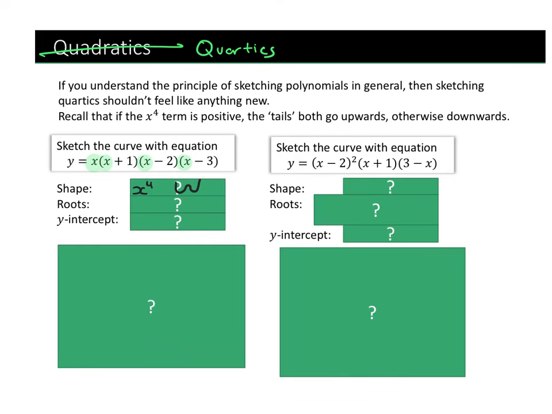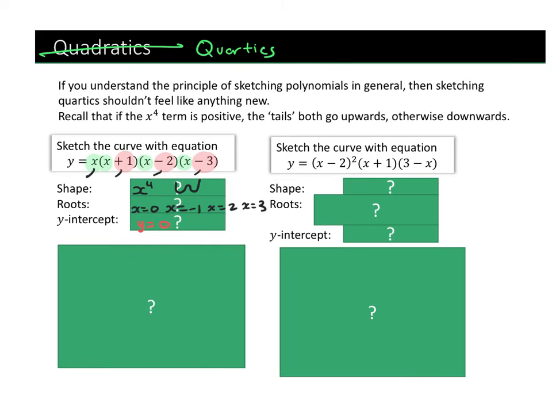Our roots, we're going to have 4 roots. We're going to have x equals 0, x equals minus 1, x equals 2, and x equals 3. Everyone should be happy with just finding the roots and everything. Then our y-intercept, we multiply all the numbers together. So we're going to get 1, minus 2, minus 3, but then don't forget, you see this x on the outside? It's a 0. So actually our y-intercept equals 0.